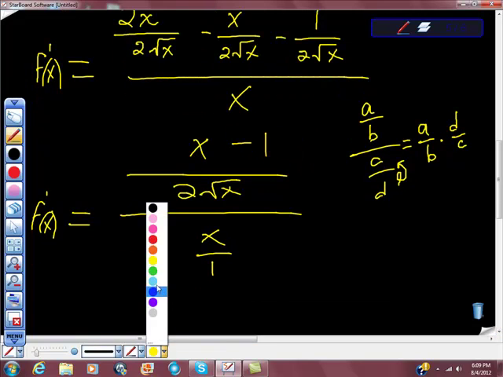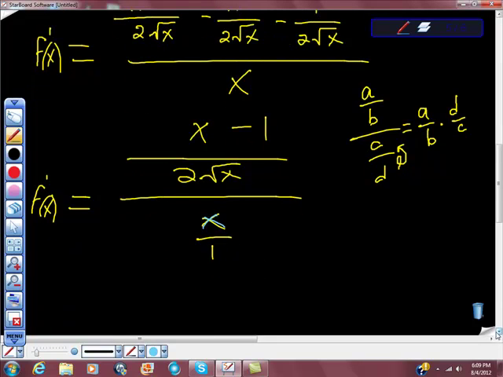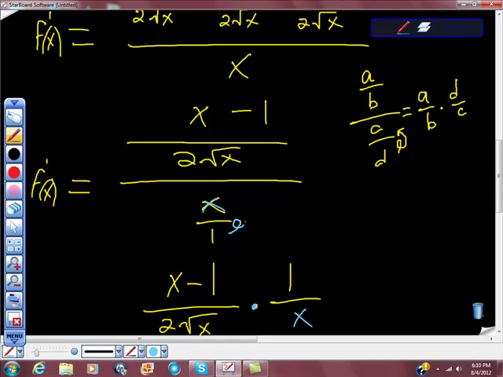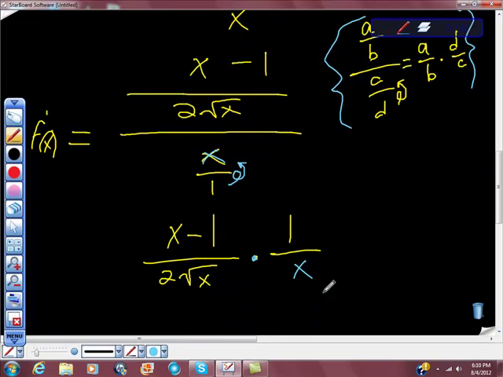Let me color code this a little bit so you can see what I'm going to do here. So what I'm going to do is rewrite this top piece, x minus 1 over 2 square roots of x, times 1 over x. I said I was going to bring this thing up as its reciprocal because that's the rule of complex fractions, which is right here, isn't it? And look, we're almost done.